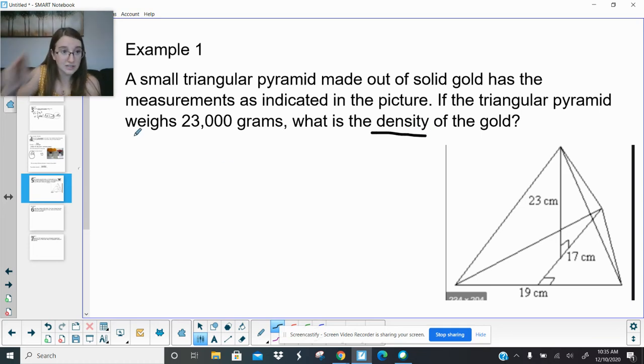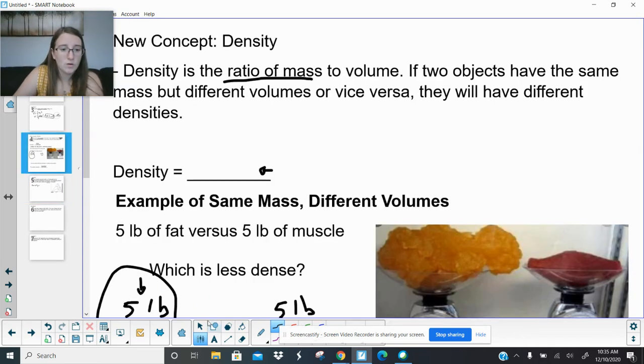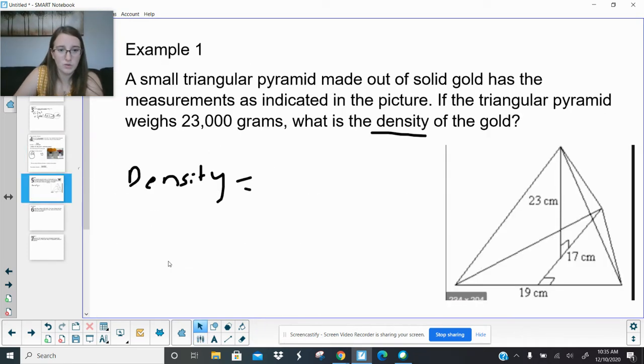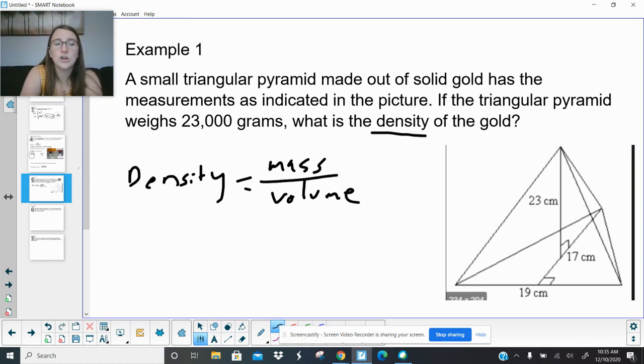So again, that's my hint. We've got a lot of formulas. I'm doing the density formula equals, let's go back and check, we should have mass over volume. So we've got mass over volume. So we have to know what we have here. We have the triangular pyramid weighs 23,000 grams. Is that mass or volume? That's mass, right? Mass is how heavy something is. So 23,000 grams is the mass.